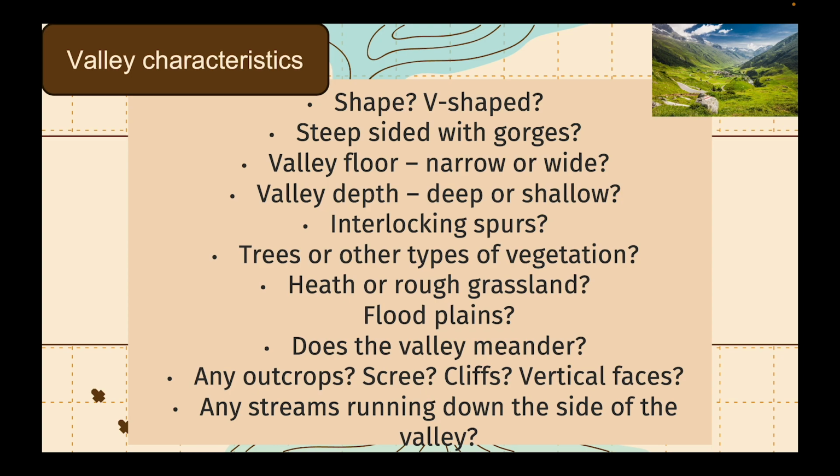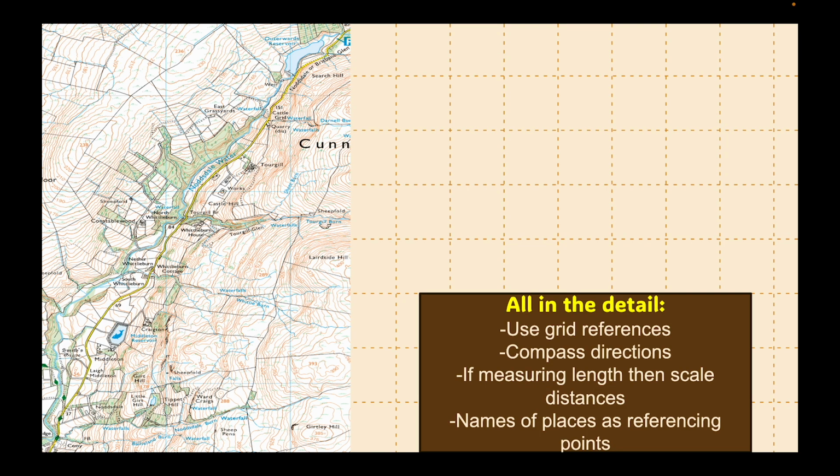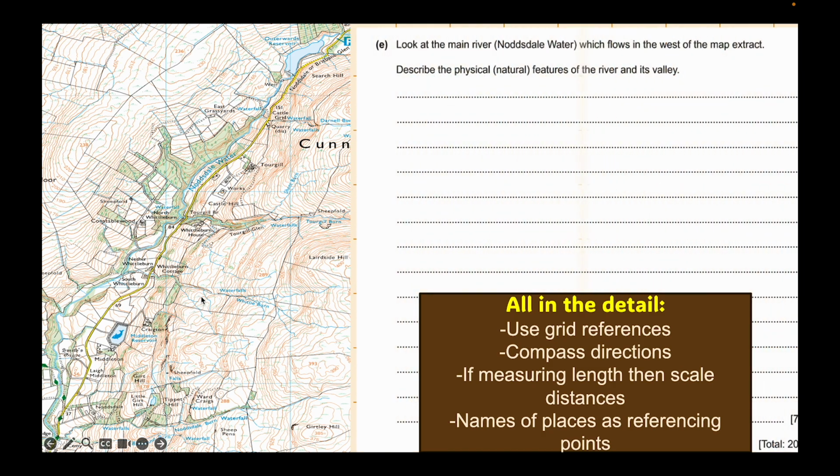And we're just going to put this together in tackling the question. Okay, so here I've zoomed in on the map extract. The question I'll repeat again. So if you do want to tackle this, you can just pause the video and we'll go through the answers shortly. So the question, look at the main river, Nodsdale Water, which flows in the west of the map extract.